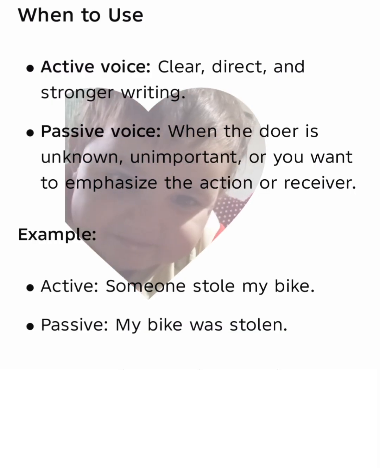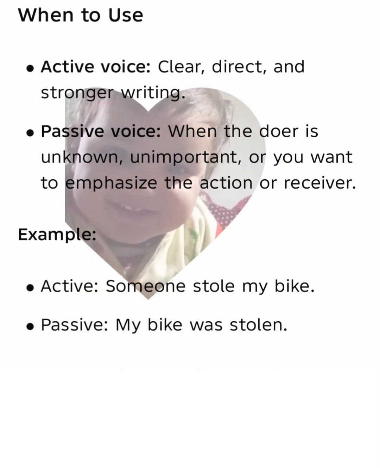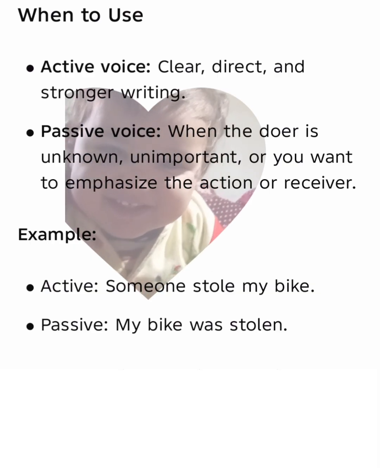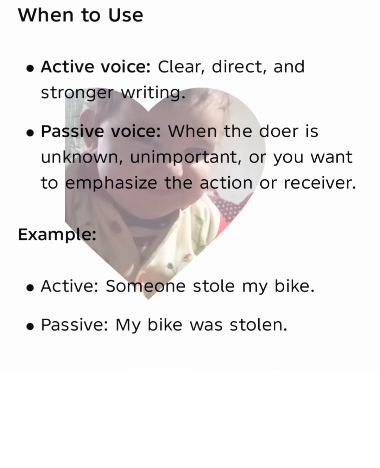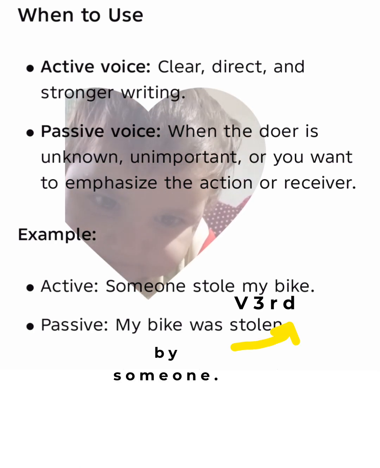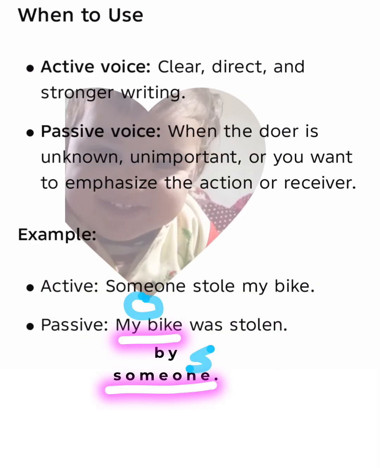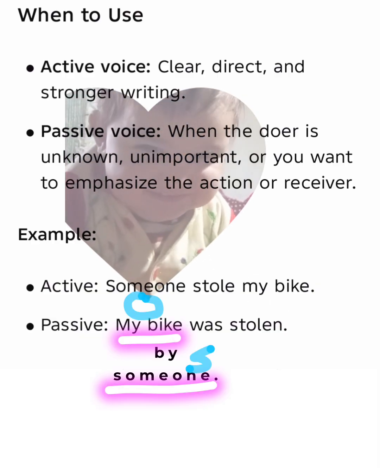Some examples I will show you. In active voice, someone stole my bike. So here they emphasize my bike, and my bike is important. My bike was stolen by someone. Someone stole my bike. My bike was stolen by someone. Okay?